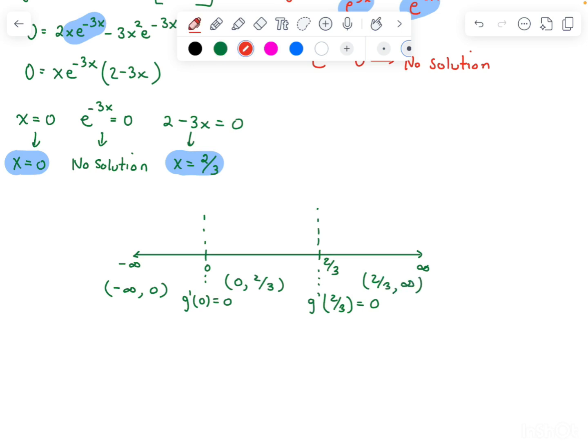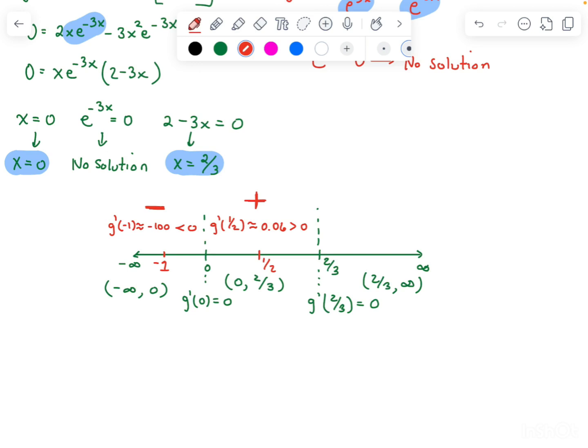I'm going to start by testing the interval where x is less than 0. If I let x equal negative 1, then the derivative at negative 1 is approximately negative 100, which is less than 0. This means that the derivative is negative when x is less than 0. Now to test the interval between 0 and 2/3. I'm going to let x equal a half. The derivative at 1/2 is approximately 0.06, which is greater than 0. So the derivative is positive when x is between 0 and 2/3.